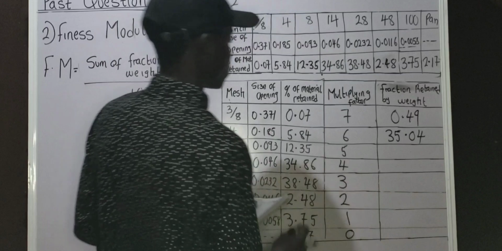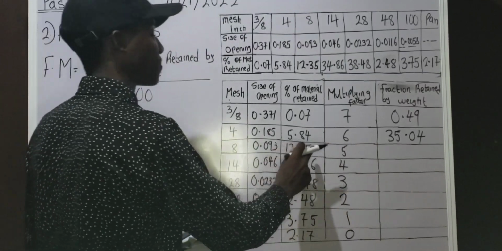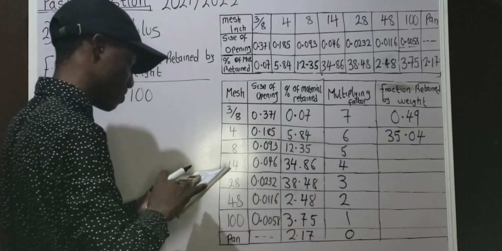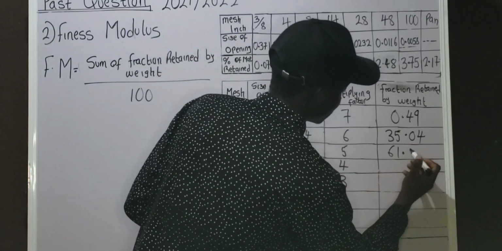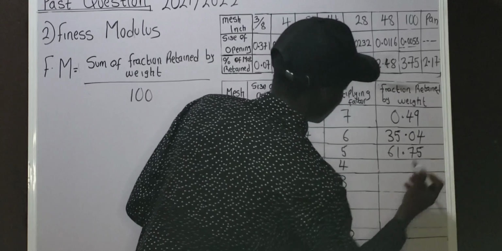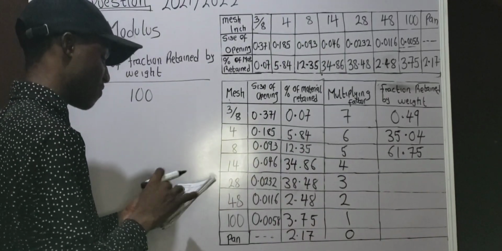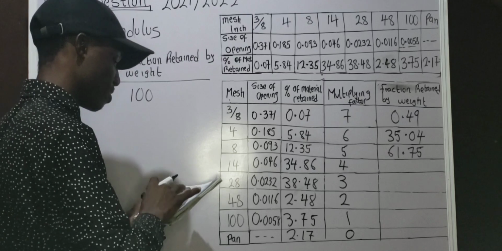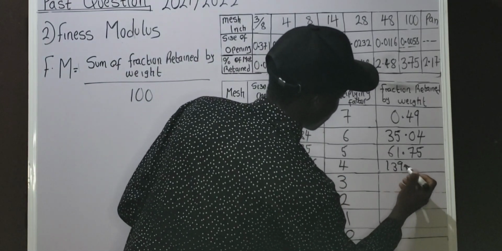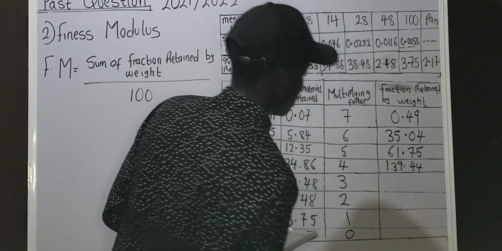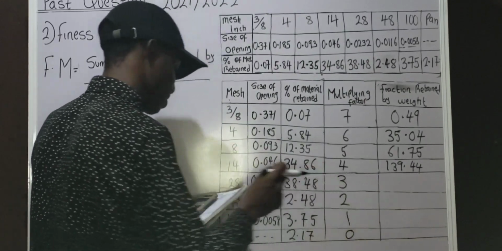35.04, you understand? So for these cells, I'm going to multiply 12.35 by 5. That is 61.75. Okay? So for these cells, that will be 34.86 by 4. That is 139.44. Okay? For these cells, I'm going to multiply 38.48 by 3.